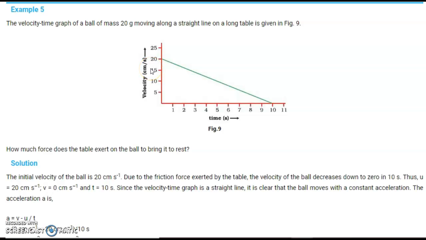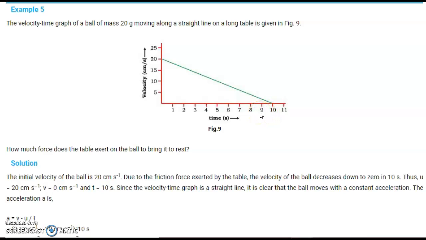Now from this graph we can find out the initial velocity of the ball. Here the unit is given as centimeter per second and here it is in seconds. So first we have to find the initial velocity as well as the final velocity. The initial velocity is given as 20 centimeter per second. Due to the friction force exerted by the table, the velocity of the ball will decrease and it will become 0 in 10 seconds. So u is equal to 20 centimeter per second, v is equal to 0 and time is equal to 10 seconds.